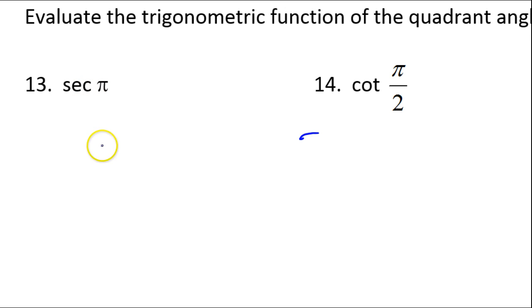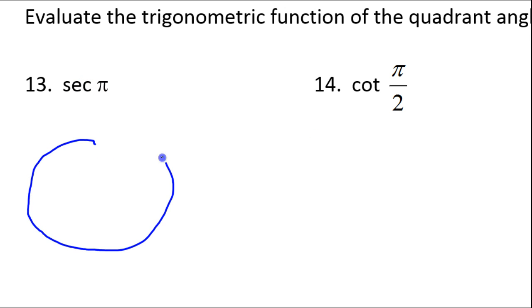Alright, take a look at number 13. It's all about drawing sketches. So here's a picture for number 13. Secant is the reciprocal of the cosine function. So we know that secant is 1 over the cosine of pi. So keep that in your mind.